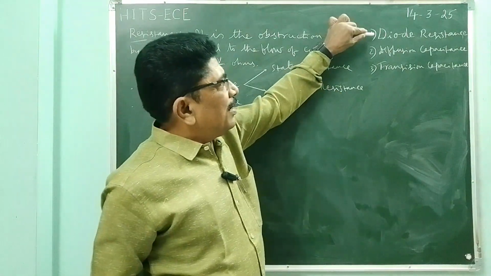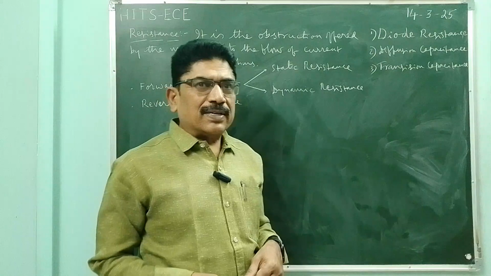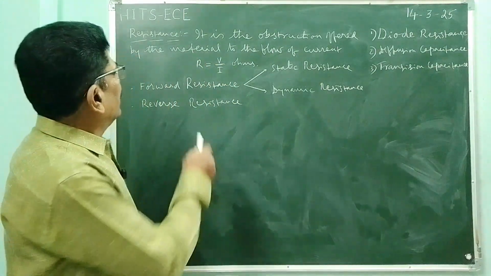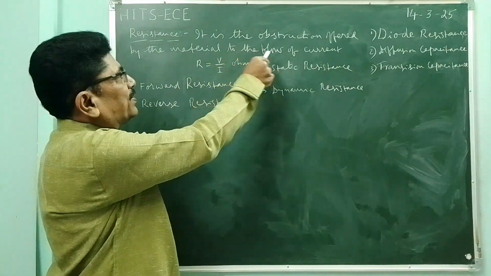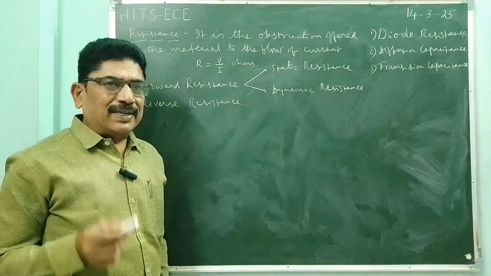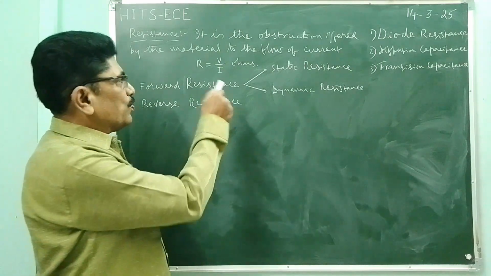I will discuss diode resistance, diffusion capacitance and transition capacitance in today's class. Before that, we should know what resistance is. Resistance is the obstruction offered by the material to the flow of current. It is defined as the ratio of voltage and current and is measured in ohms.